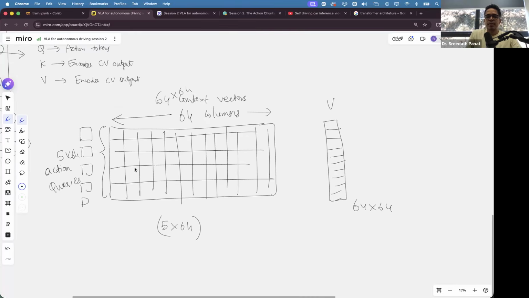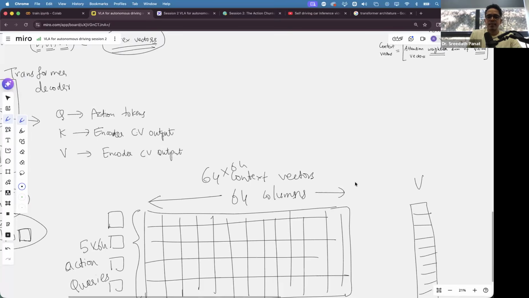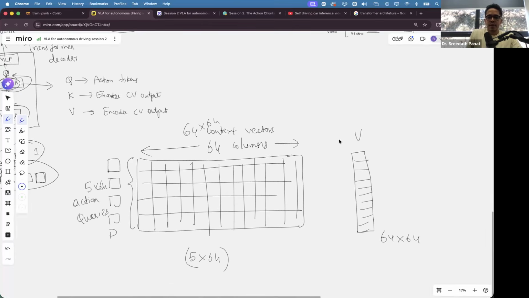Now, how do you get the output after multi-head cross-attention? I get it like this: this is multiplied with this, plus this multiplied by this, plus this multiplied by this, plus this multiplied by this, plus this multiplied by this.